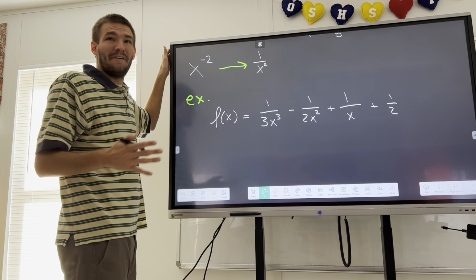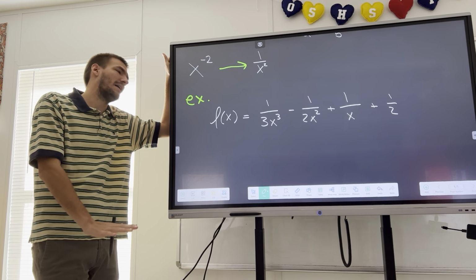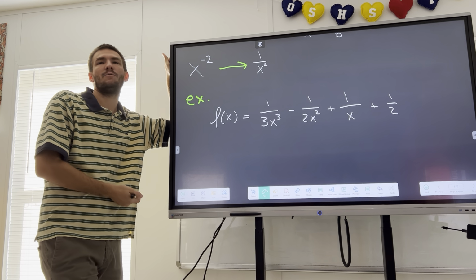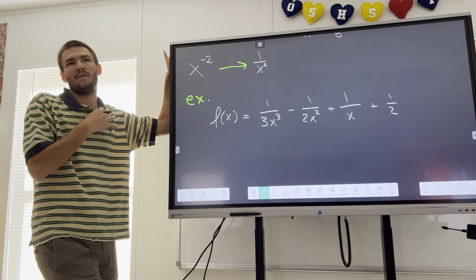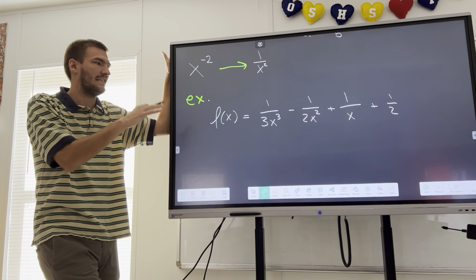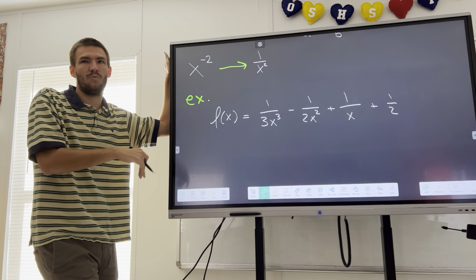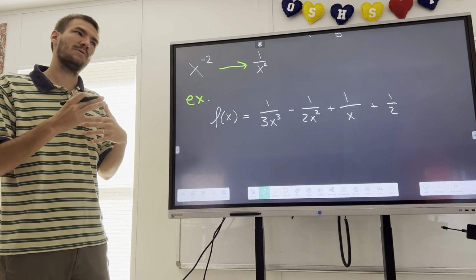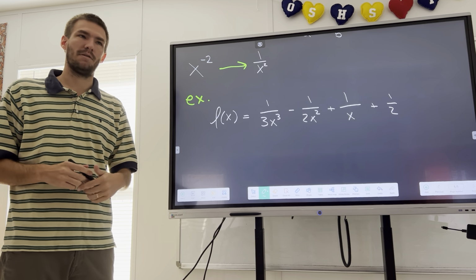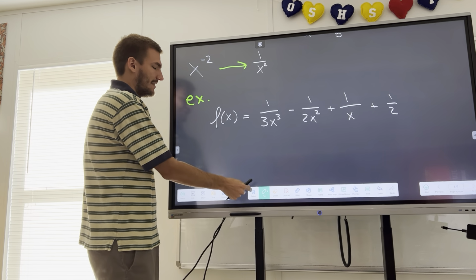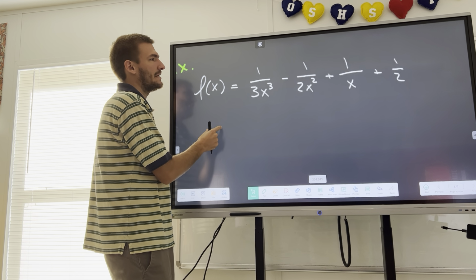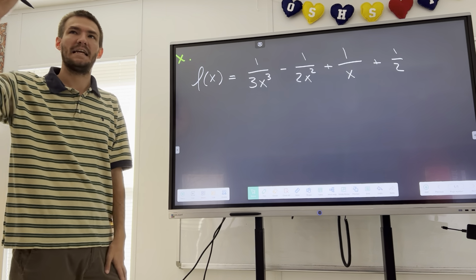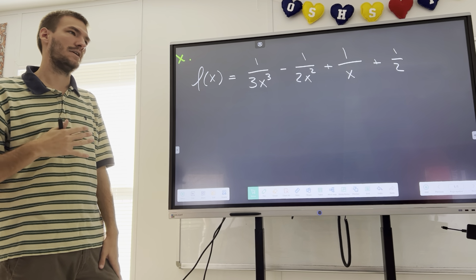Now, L of x, we know how to do polynomials. We really like it when it looks like 5x squared, 6x cubed. This looks a lot more complicated. We got fractions, we got variables in the denominator. Variables in the denominator are always a problem. So, this is not going to be as simple as just take that exponent and move it down.